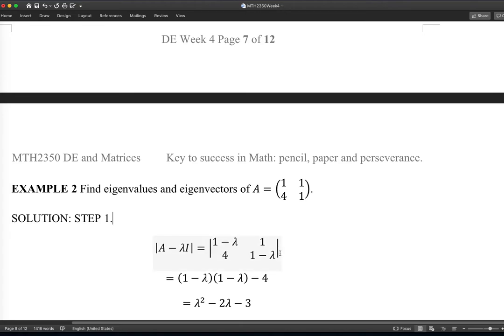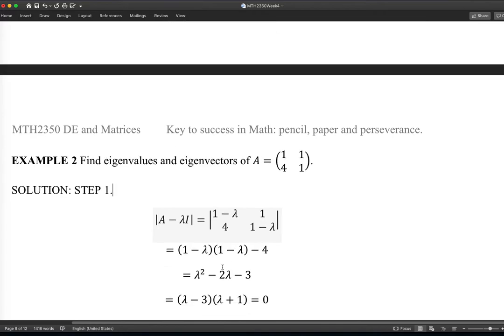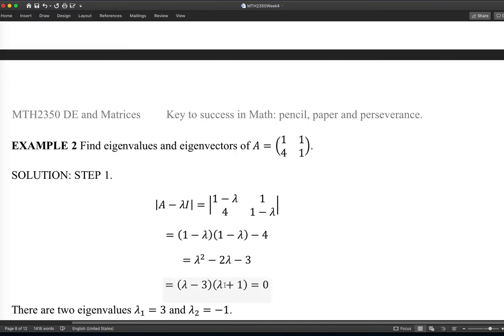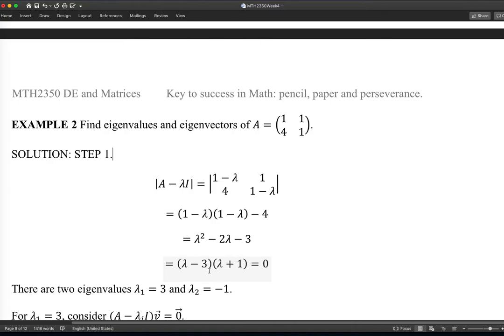That's the determinant. We calculated the determinant in the normal way: 1 minus lambda times 1 minus lambda, minus 4. Then you multiply this out, and it turns out to be a quadratic polynomial. Then we set the determinant of A minus lambda I equal to 0. That is the characteristic equation, right? In this case, it is a quadratic polynomial equation. We got 2 roots from there. It can be factored. There are 2 eigenvalues, 3 and -1.